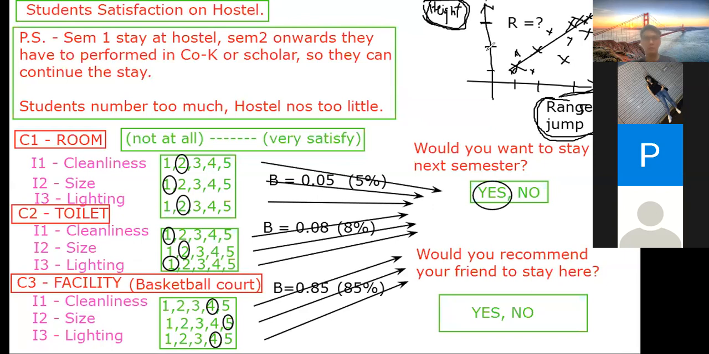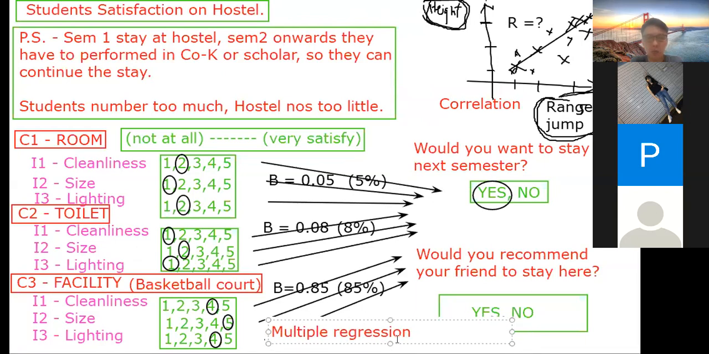So this is a multiple regression analysis. Please write down all the terms. If not, when you want to do this later, you will come and ask me what the analysis is. So the answer is multiple regression analysis. Correlation is one item to one item. Multiple regression is many items to one, or many items to many.